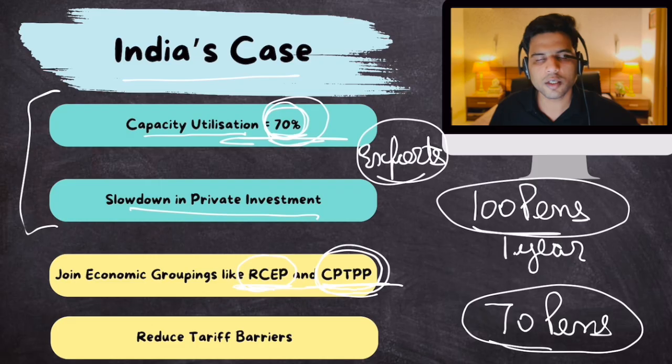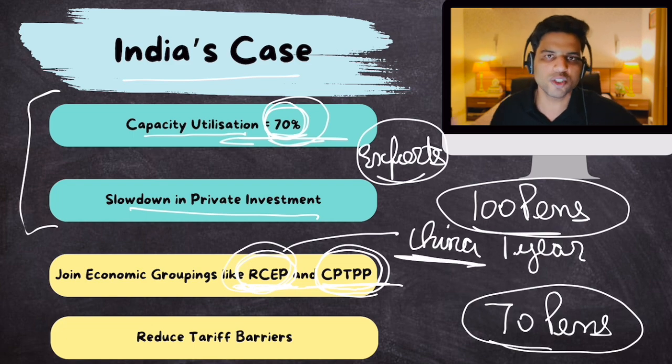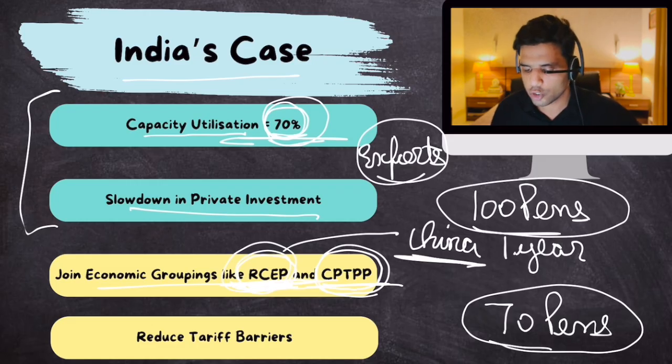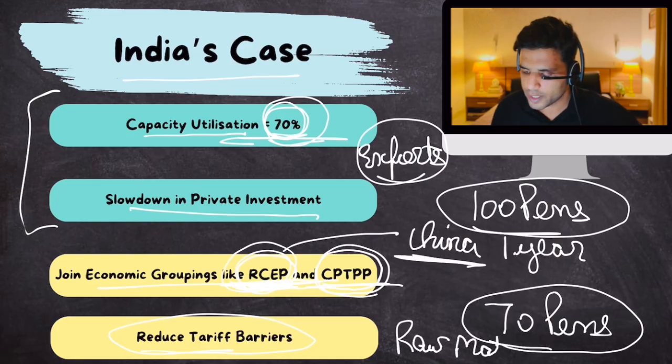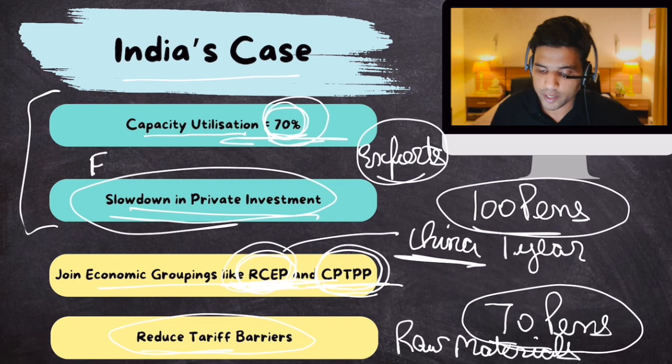But we are still not becoming a part of RCEP because China is also part of RCEP. And if we become part of RCEP, then it will be like having a free trade agreement with China. China will dump more goods into India. So this is something we can increase our exports by joining this, but it has an added disadvantage, and that is China might dump goods into India. We can also reduce tariff barriers, especially on raw materials, so that manufacturing in India becomes easier, foreign investors come to India. Plus, there is slowdown in private investment, so we should encourage foreign investment.